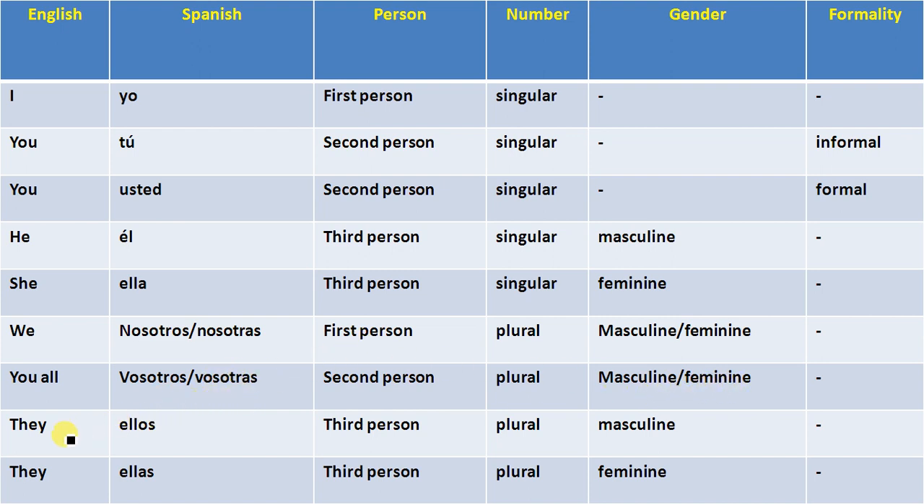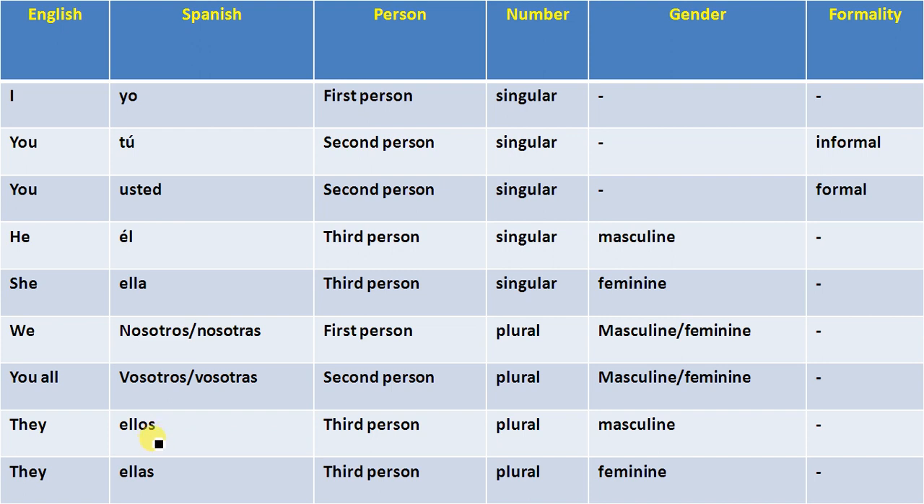Now they, how will you represent they in Spanish? Ellos. This comes under the third person and its form is always plural and gender is masculine. So if you are pointing to someone and they are more than one, then you are saying the boys are very clever. So here you are indicating a masculine gender and plural form. So you will use ellos.